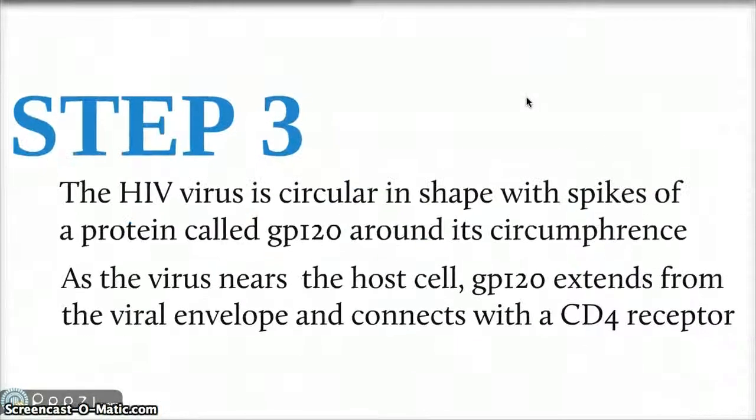Step 3. The virus is circular in shape with spikes of a protein called GP120 around its circumference. As the virus nears the host cell, GP120 extends from the viral envelope and connects with the CD4 receptor.